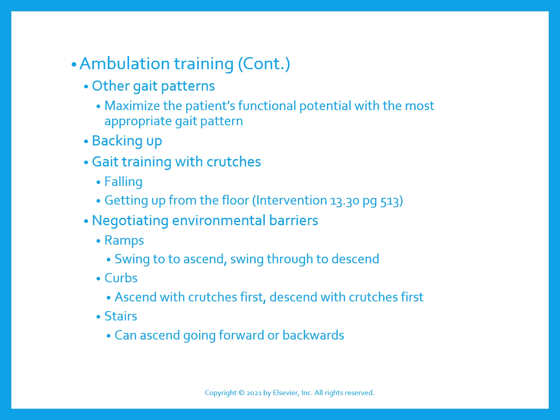And negotiating environmental barriers. If we are ambulating, we are likely going to encounter environmental barriers the same way we would if we were practicing wheelchair mobility. And so ramps, we're going to swing to ascend and swing through to descend. With curbs, we're going to ascend with the crutches first and descend with the crutches first. And for stairs, we can ascend going forwards or backwards. And again, it's going to depend on what the patient's functional ability is.